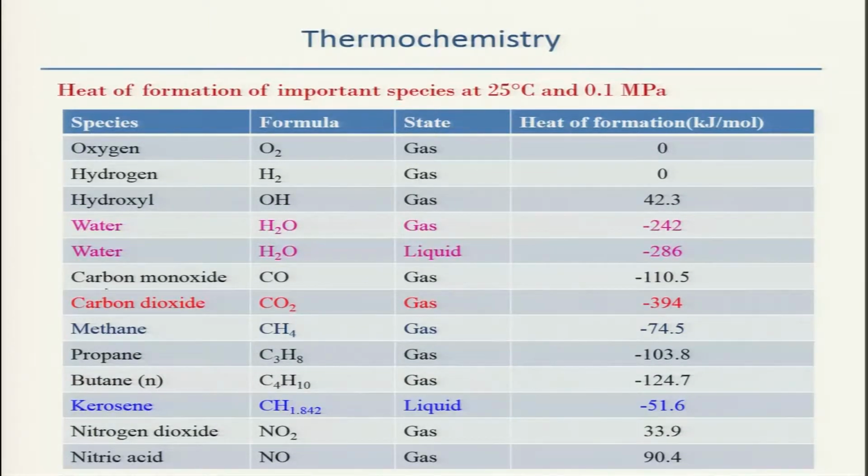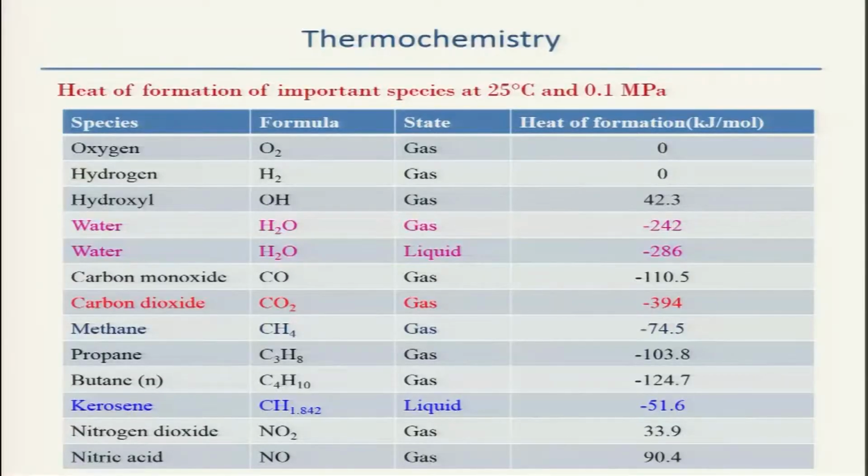And keep in mind that we will be using carbon dioxide gas, 394 kilojoule per mole, and various methane, propane, butanes are given, and so also the kerosene, which is given here. Keep in mind that kerosene is basically a mixture of several components. So, it is represented as CH1.842, but it may be different for different kinds of kerosenes. These kinds of tables will be available in some data book or some combustion book. You will have to utilize that for calculating.